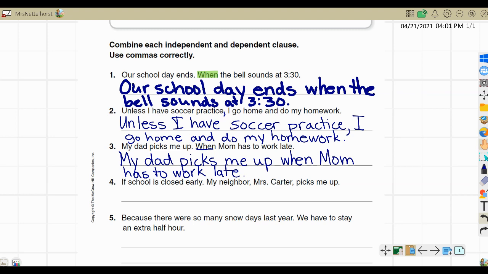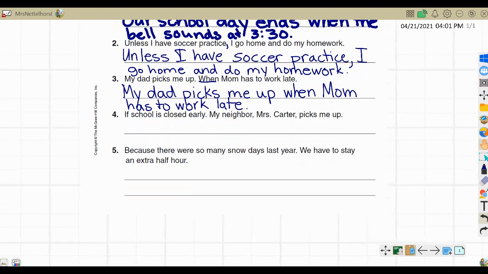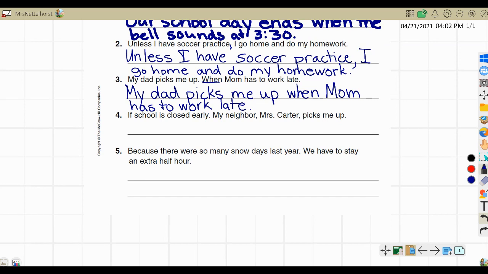Okay, I'm going to scroll down a little bit and we'll keep going. We're going to do this all together. Okay, so number 4. If school is closed early, feels like I need more information. Let's check it out. School is the subject. The predicate is closed early. I have this extra word over here. This word if, that must be my subordinating conjunction. My neighbor, Mrs. Carter, picks me up. So what's my subject? My neighbor, Mrs. Carter. What does she do? Picks me up. So my dependent clause is at the beginning, so I will need a comma where the period currently is, and then continue my sentence.